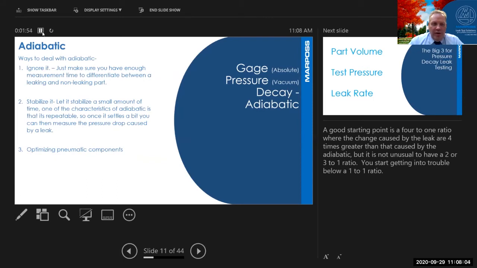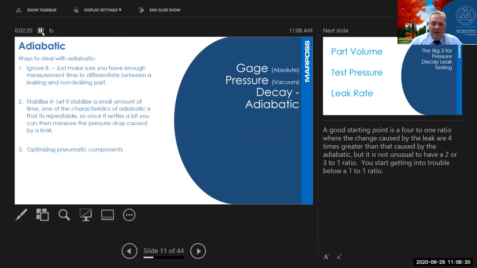One is ignore it. Just make sure you have enough measurement time to differentiate between a leaking and non-leaking part. So you just pressurize your part and monitor your decay. The big concern here is you want to be able to differentiate between a good part and a bad part. Stabilize: the more time you allow it to stabilize, the more you reduce that adiabatic effect.